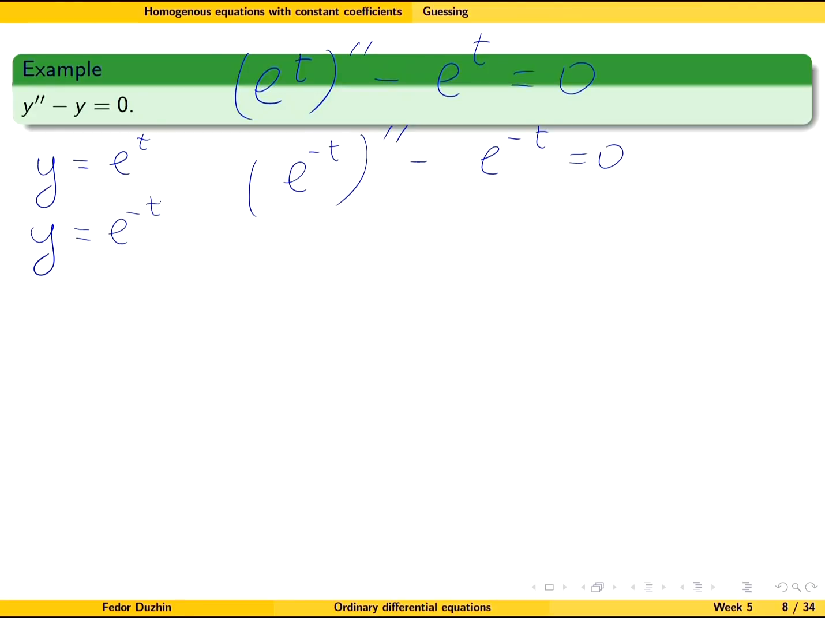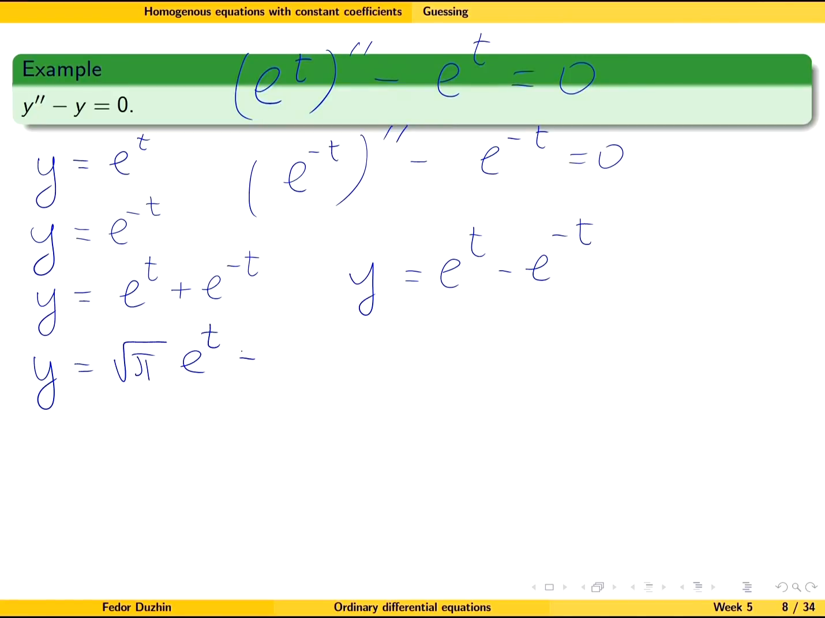But then if you think about it, you will realize that the sum e to the t plus e to the minus t is also a solution. And the difference e to the t minus e to the minus t is also a solution. And even if you come up with some crazy linear combination, so imagine that we try, say, square root pi times e to the t plus 2018 e to the minus t. This is also a solution.